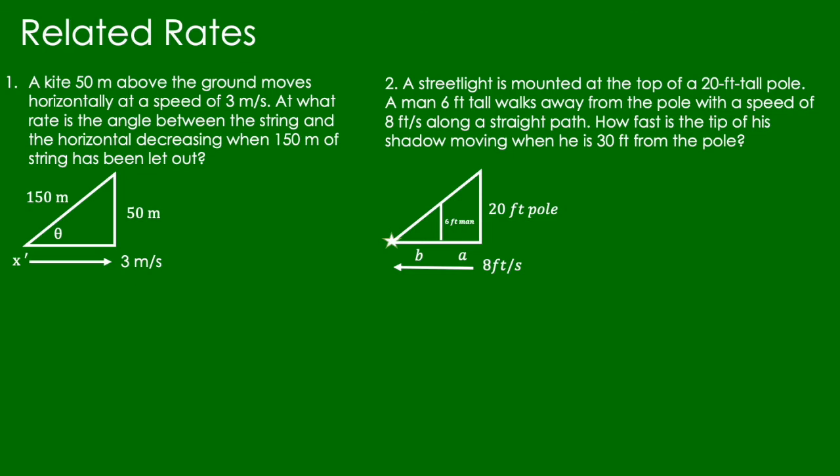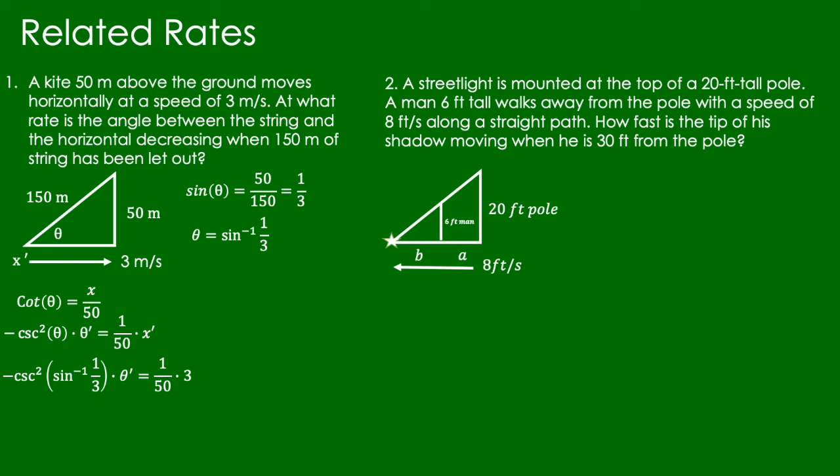To solve this, we need theta prime. To get theta prime, let's first create a relationship for theta. Since we have the opposite and the hypotenuse, that relationship would be sine. Take the sine inverse and we get theta. Now we need to create a relationship that has theta and x prime in it. X prime is 3 meters a second. Take the derivative of this and we'll have that relationship. Plug in theta and plug in x prime, which we solved for and which was given.